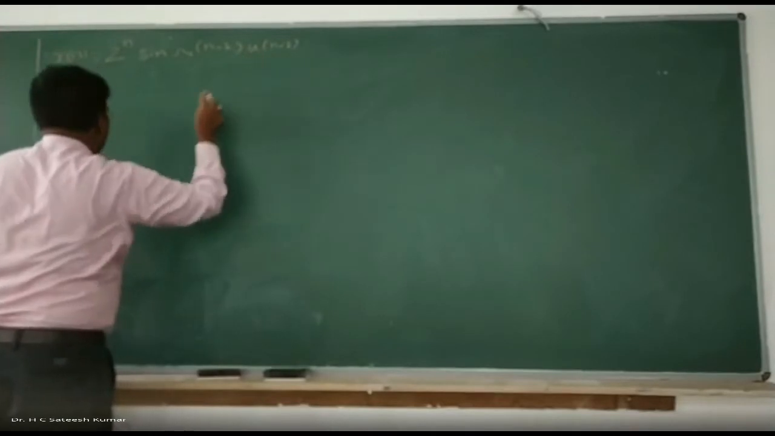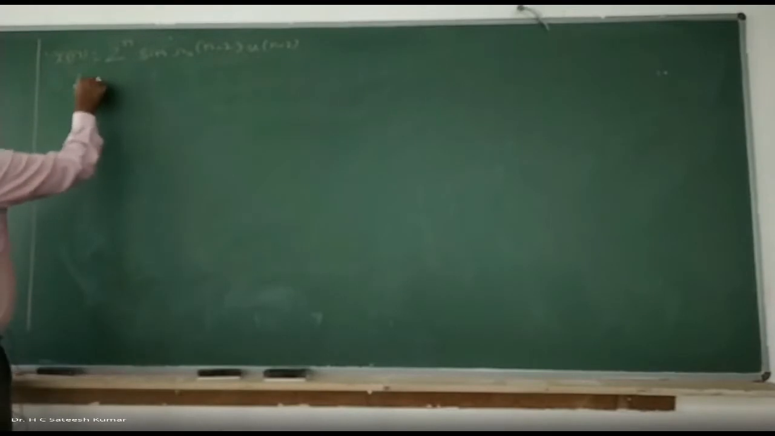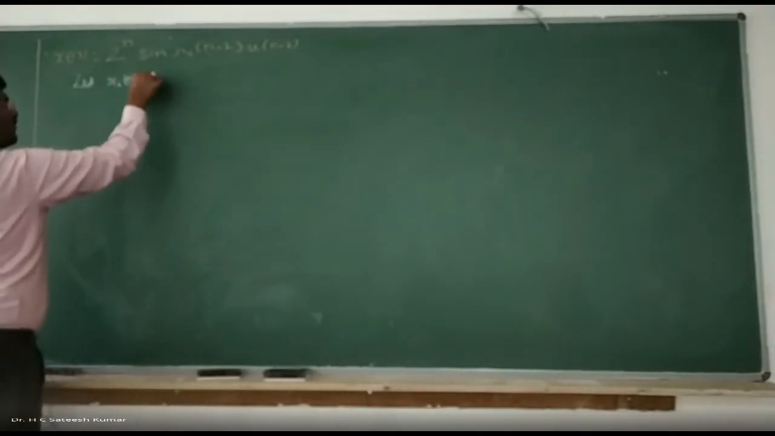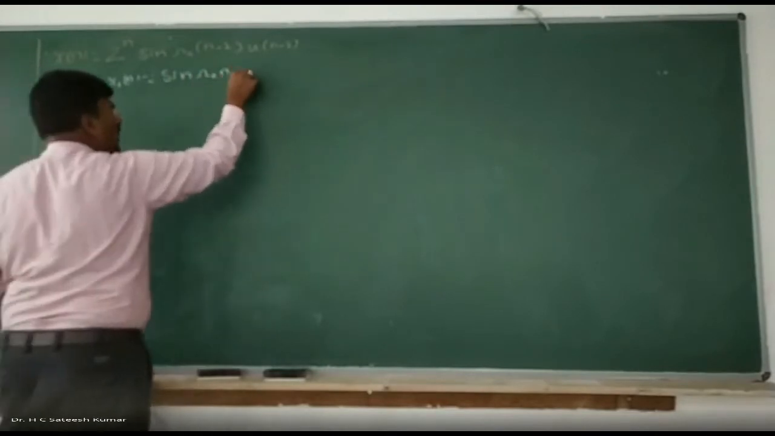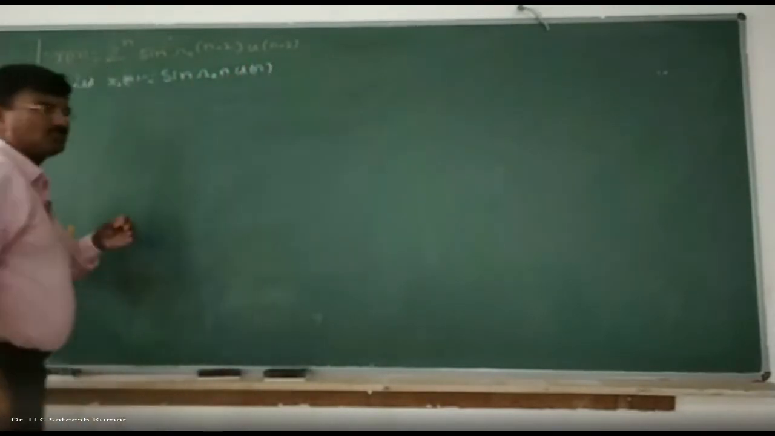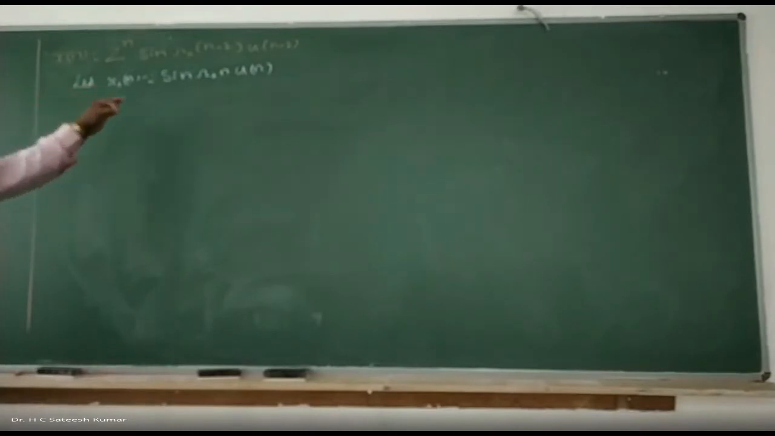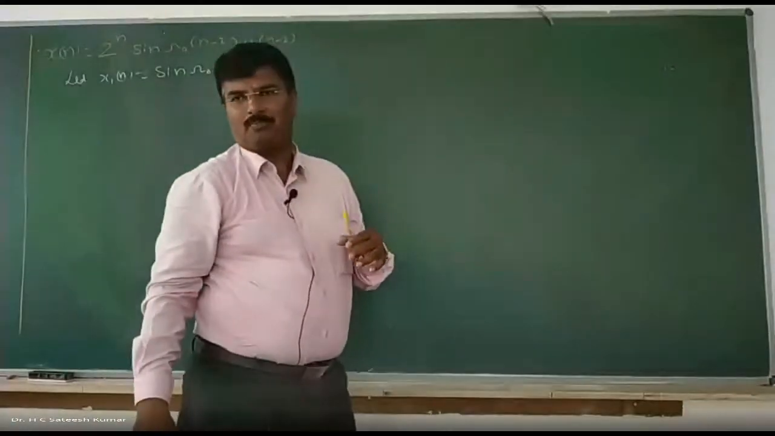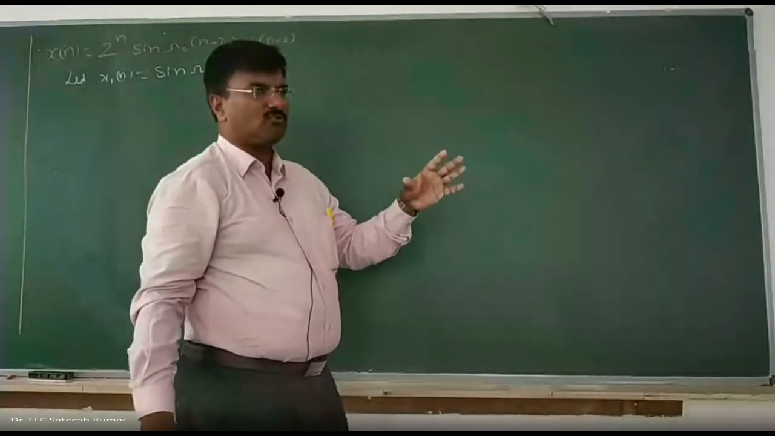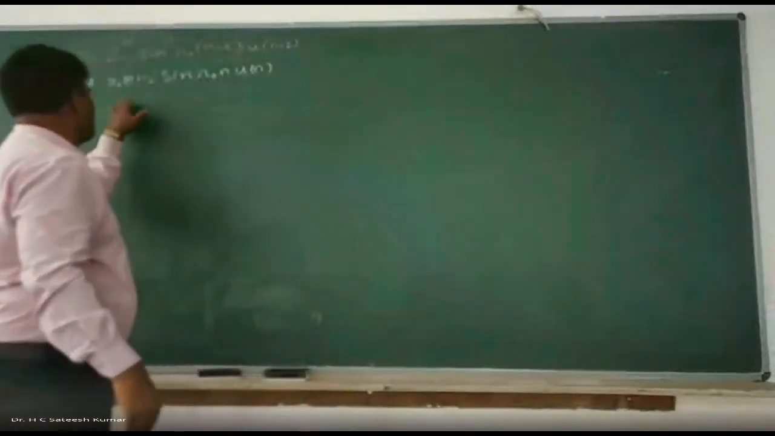So go for substitution. Substitution is very, very important. If you are able to do the correct substitution, half of the problem is over. How will you do that? Let x1 of n be equal to sine of omega naught n into u of n. We should take the substitutions in such a fashion that we know the pair. We should have the standard Z transformation pair, and for that reason only you should take the substitution.